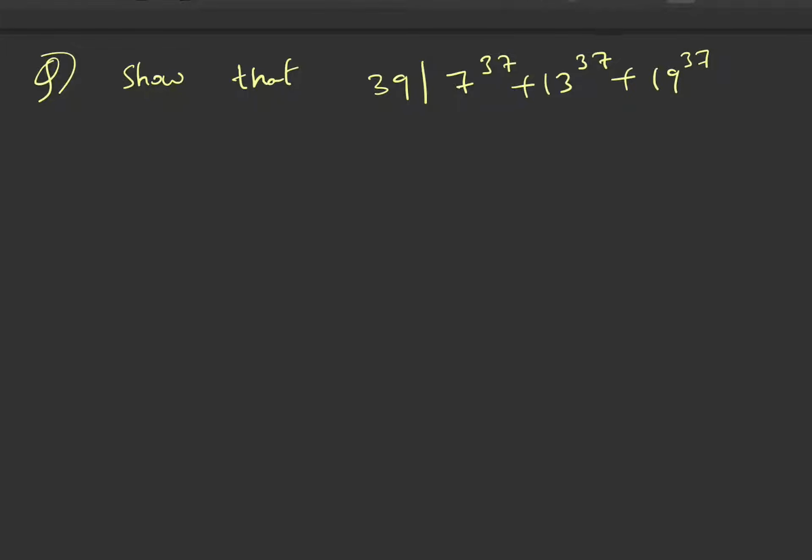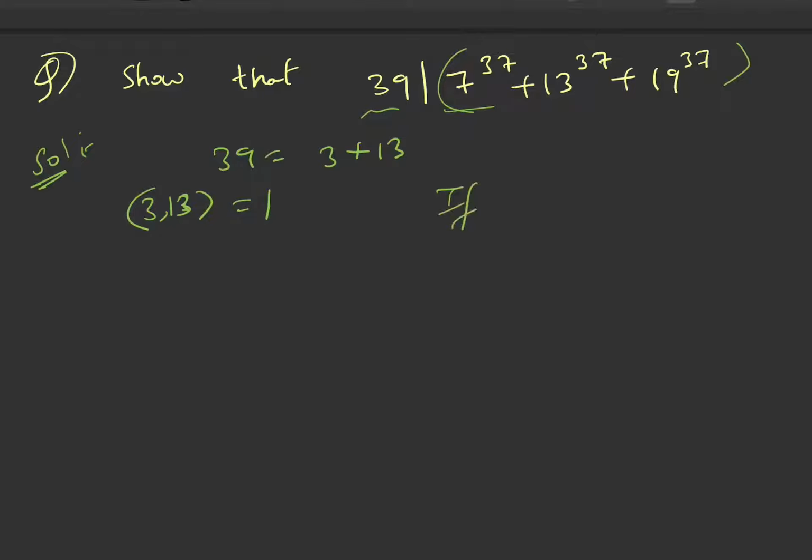So the question is, show that 39 divides 7^37 + 13^37 + 19^37. This is the question. Now you see, I want to prove that 39 divides this entire thing. So instead of proving it directly with 39, let me break 39 as 3 into 13, right? And clearly the GCD of 3 and 13 is how much? It is 1.